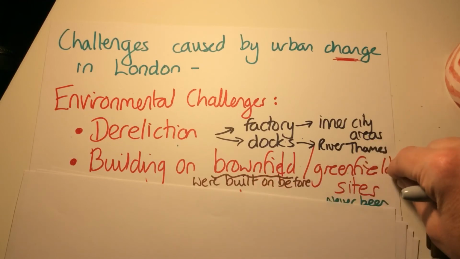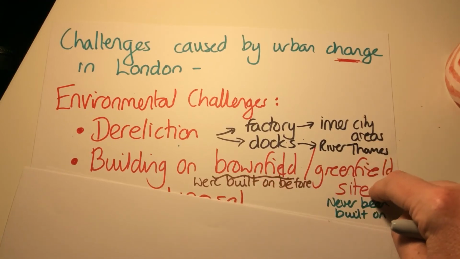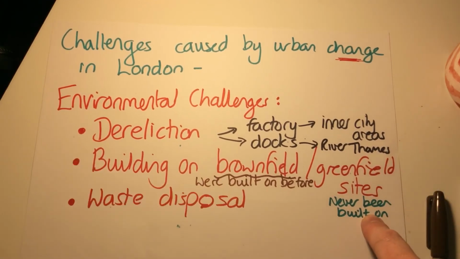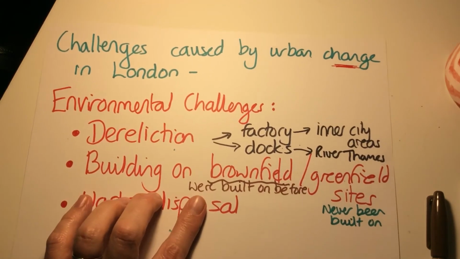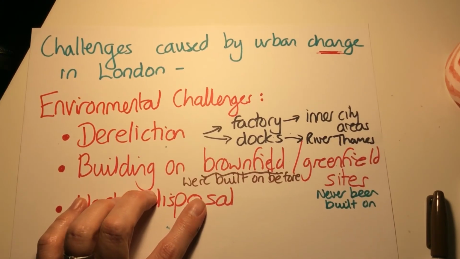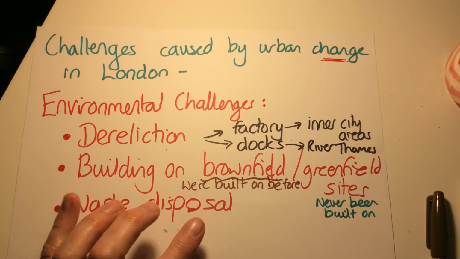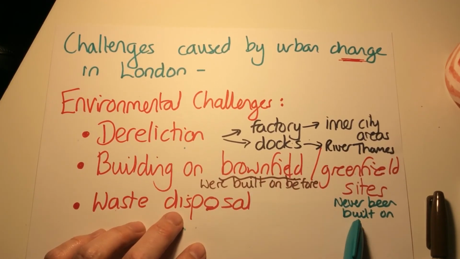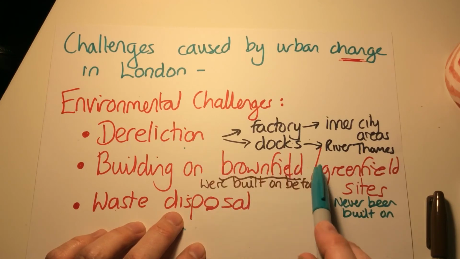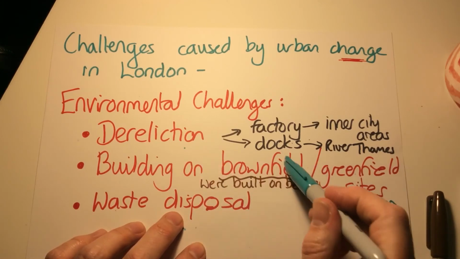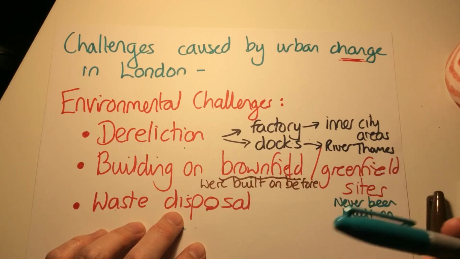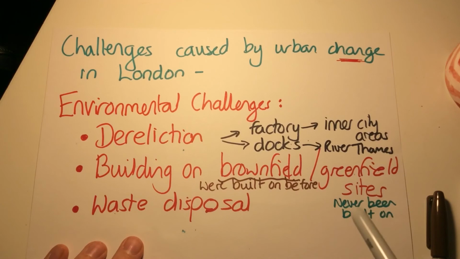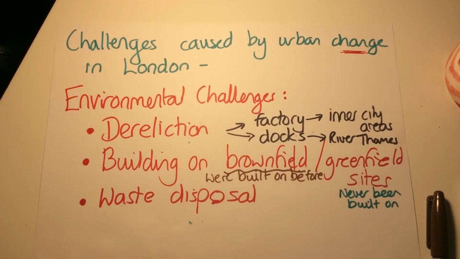The land might be contaminated. Read up on that. Greenfield sites, never been built on before. So that means you don't have to clear anything away. You haven't got to deal with anything. However, you may have to put in all the services, the electricity supply, all the sewerage and things like that. Good and bad about both. Generally, brownfield sites are seen as being more sustainable because you're using land that has been used before and therefore you can make it better. Greenfield sites, you'll be destroying wildlife habitats.